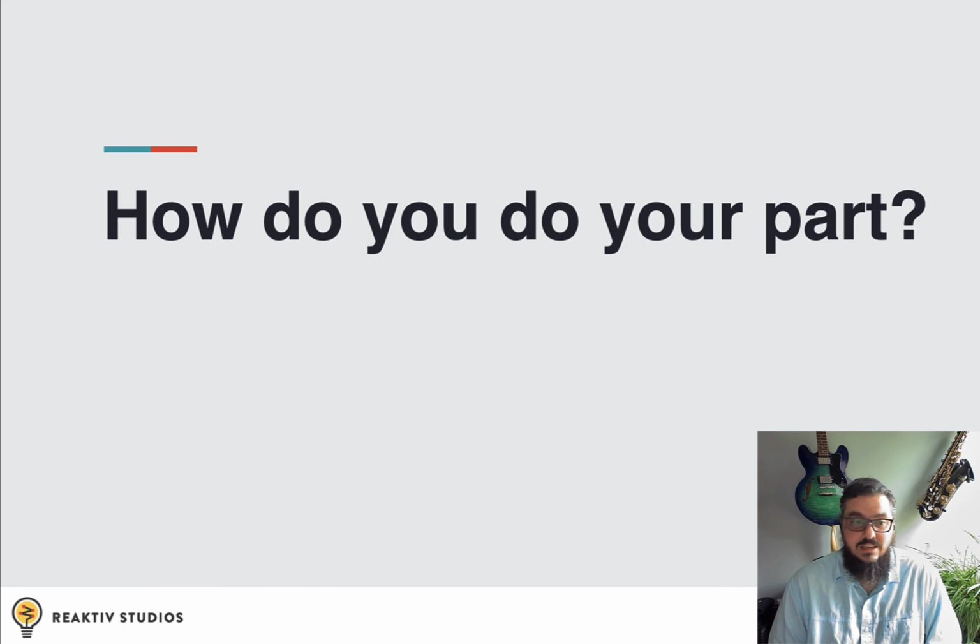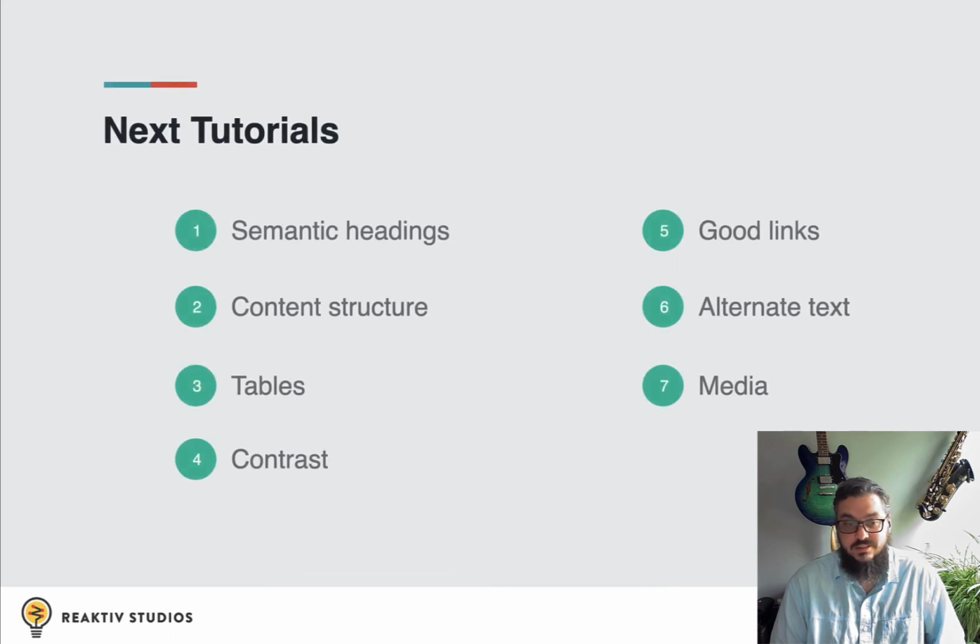An accessible theme addresses issues like menus and ensures the default font size, link controls, and other elements work out of the box. However, no matter how much work is done to make sure the theme is fully accessible, the content is what really makes or breaks a site's accessibility. Over the next few tutorials, I'll be talking about things like semantic headings, content structure, tables, contrast, good links, alternate text, and media. There are some other issues that affect accessibility, but these are the most common for content creators. In the next part, I'll be talking about how to correctly use headings in your content.